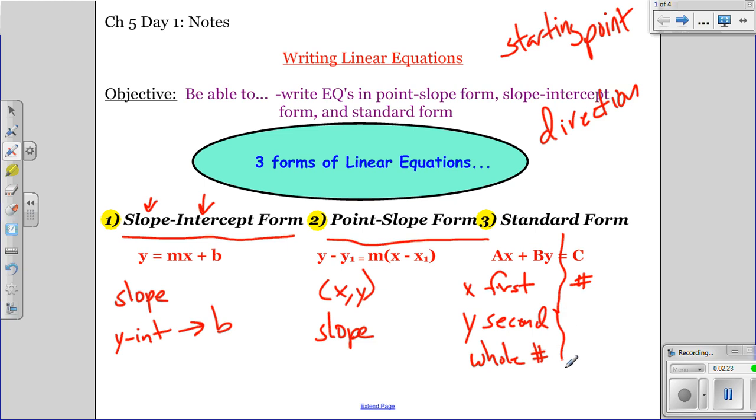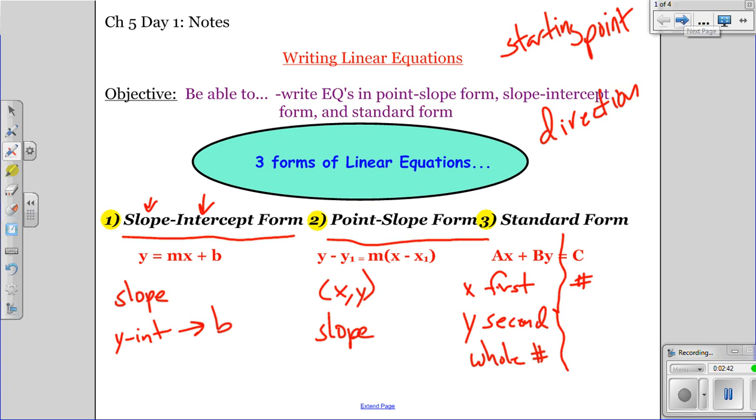The key is we want integers or whole numbers, meaning no fractions. So it's a great way to organize. We have x's first, then y's, then numbers, so that if we have multiple equations, we can organize them nice and easily. It's nice and clean to see, no fractions, nice and simple. But again, it's not very conducive to graphing. So a lot of times we take this form, change it to the other forms, and go from there.